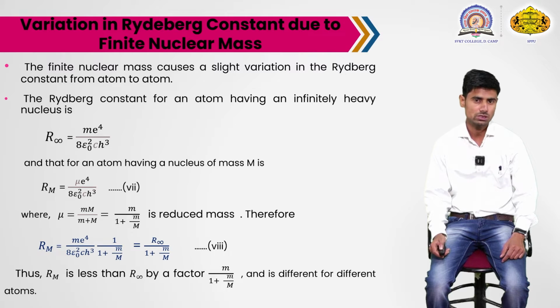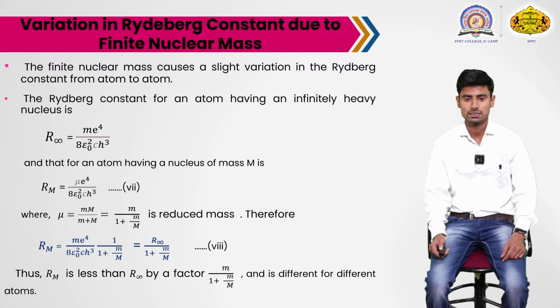From that equation you can observe that R M, the Rydberg constant for a nucleus having finite mass, is less than R infinity, the Rydberg constant for a nucleus under the assumption that it has infinite mass, by a factor 1 by 1 plus small m by capital M.